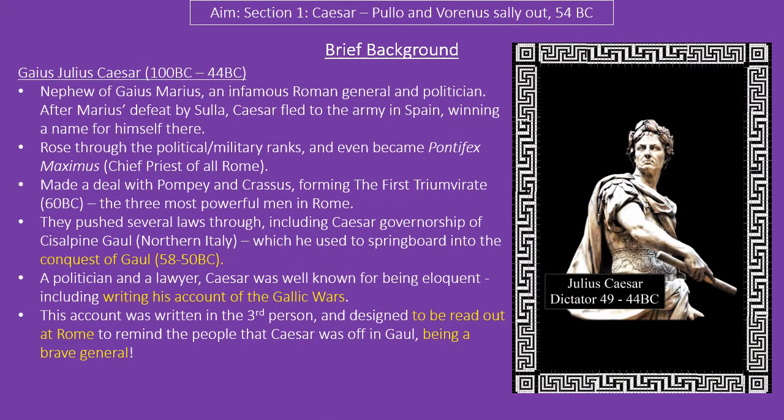The first 5 sections are all written by Julius Caesar, probably the most famous Roman of all time. In this particular instance, he's writing about his conquests during the Gallic Wars, i.e. modern-day France. It's worth noting that these were written in the third person and were designed to be read out in Rome. He needs to remind people of his existence and how awesome he is, otherwise they might forget him, which would be terrible for his political ambitions.